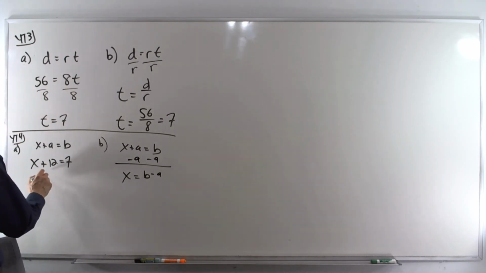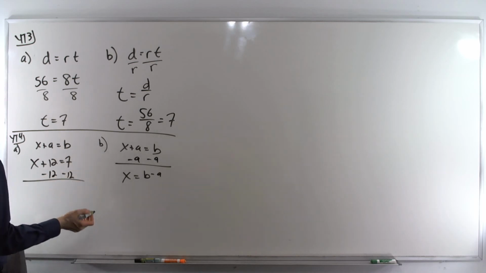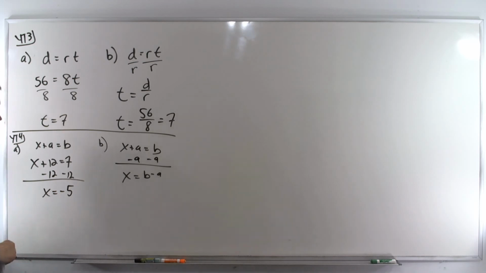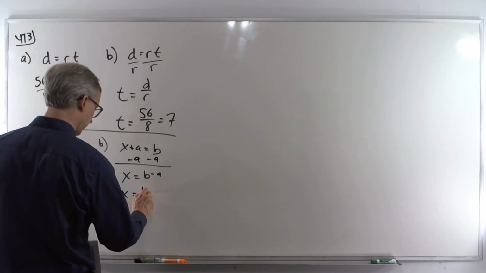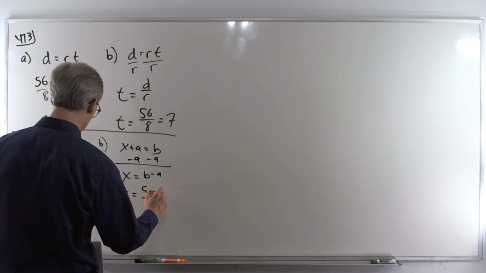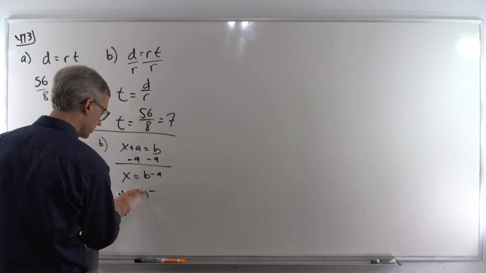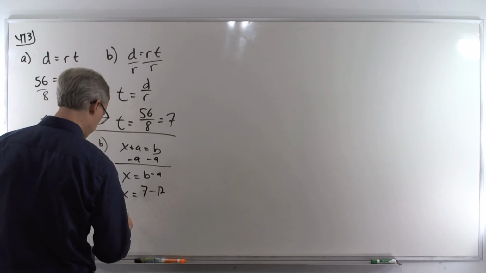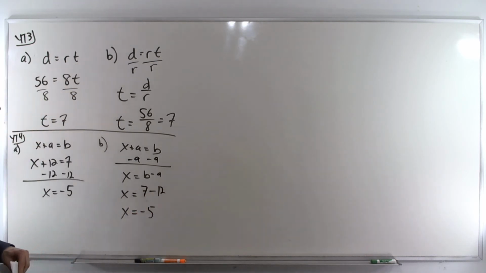All right, now over here, now we got the numbers in. Subtract 12 from both sides, and we get x equals -5. All right, now that we have this solved for x over here, now we can plug the numbers in, and we get, oops, let's say 7. 7 minus 12. x equals -5, so same answer.